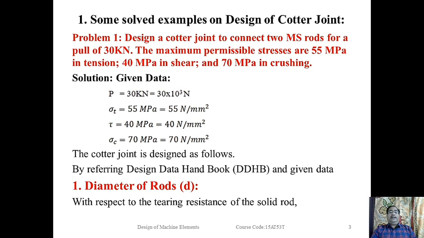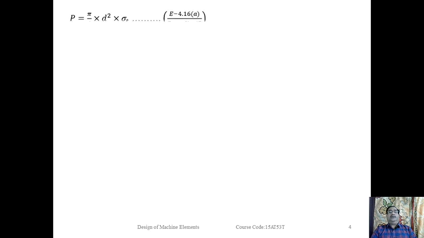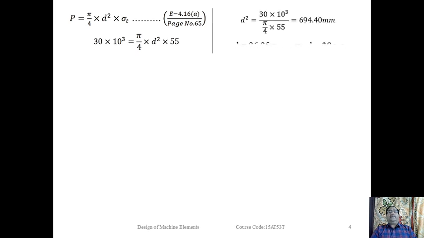First one, diameter of rod. With respect to the tearing resistance of the solid rod, using equation 4.16a, page number 65 in the data book, P is equal to pi by 4 d square into sigma T. By substituting the values of P and sigma T, the value of d, that is the diameter of the rod, is 26.25 mm. So it is around 28 mm. That is the diameter of the solid rod.